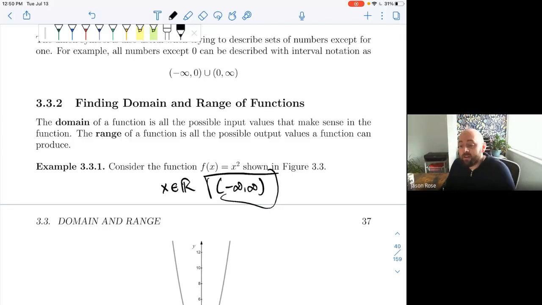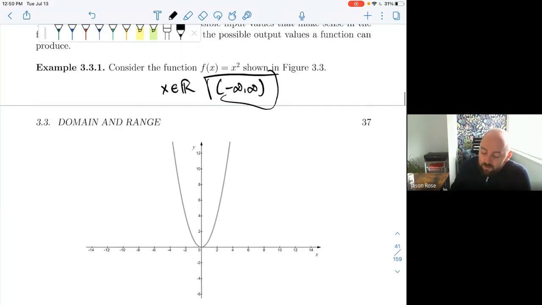Because the question is, is there any number that I can't just square? Because that's what you mean by domain. Is there any number that is not allowed into the function? No, I can take any number. I can square 0, I can square -10, I can square -100,000,000.2, I can square 50. There's no number that doesn't work. So my domain is going to be -infinity to infinity.